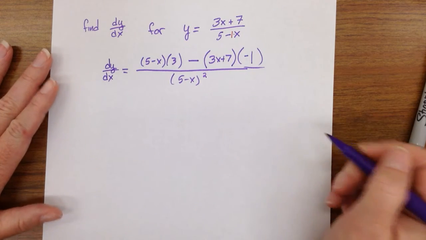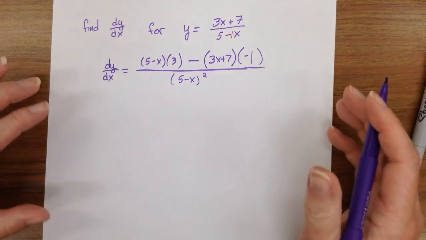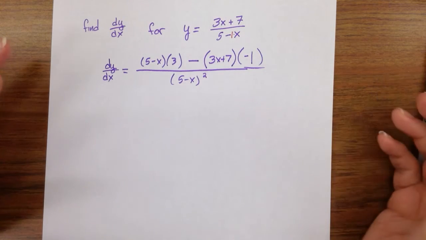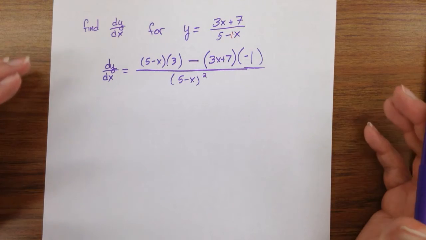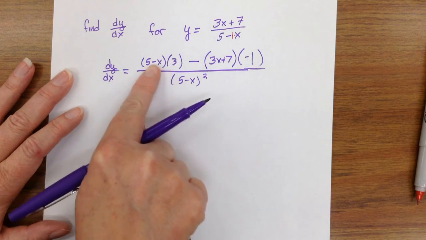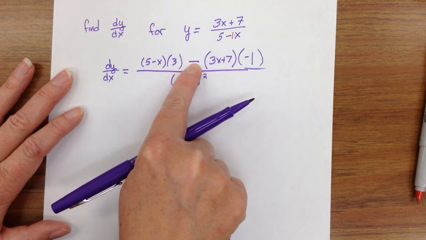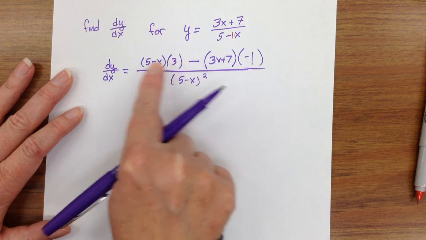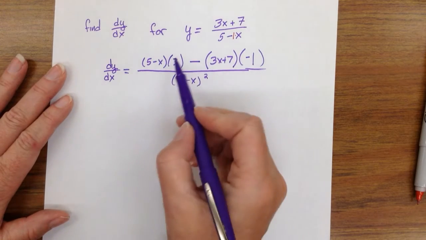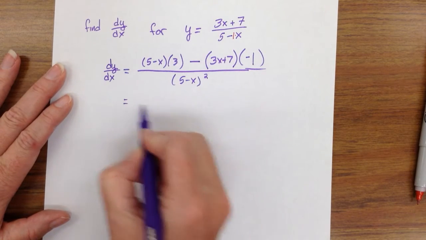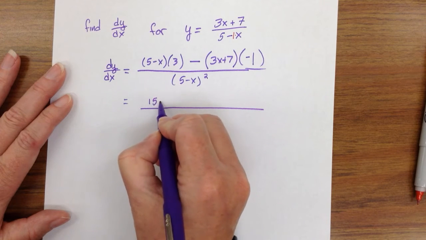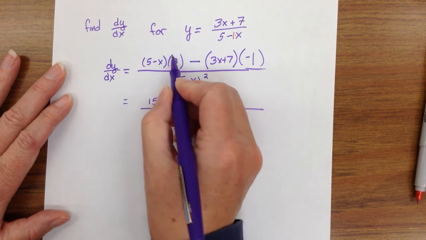All right, let's simplify this down. It is not a requirement on the AP test that you do simplification, but it's often really helpful. First of all, I want you to notice, no, you cannot cancel those. There's a giant minus here. That is not a factor. Stop it. Instead, I'm going to distribute the 3 on the top half. So this is 15 minus 3x.